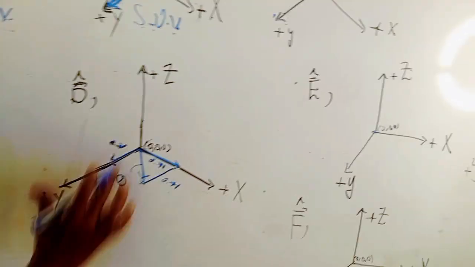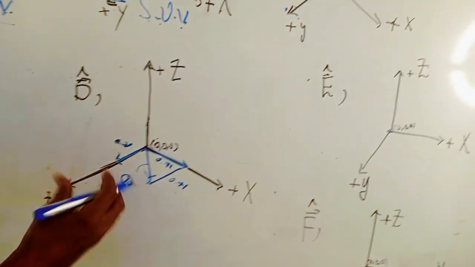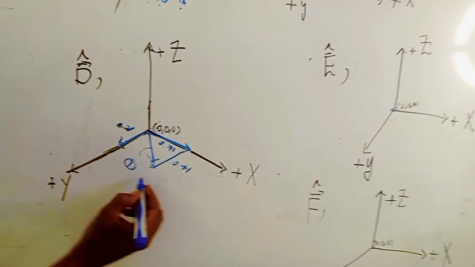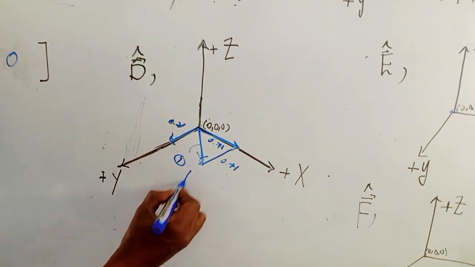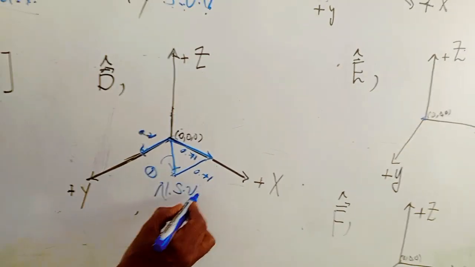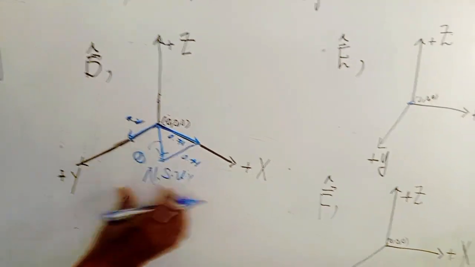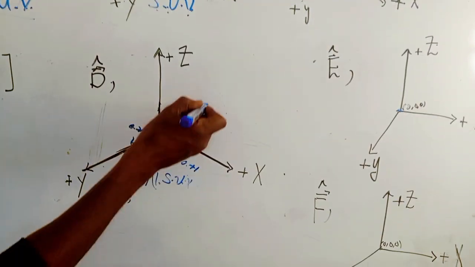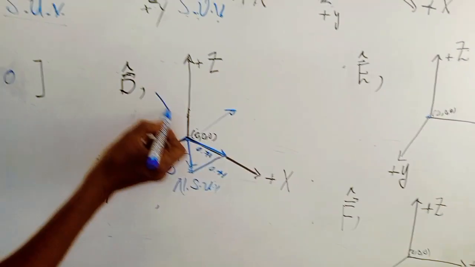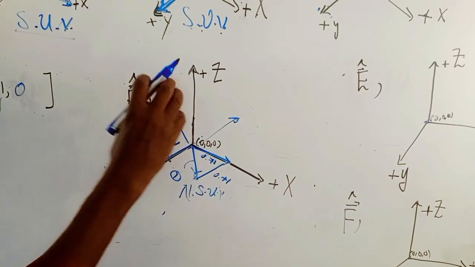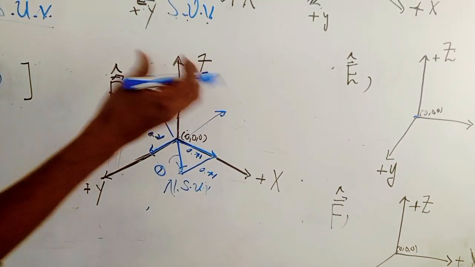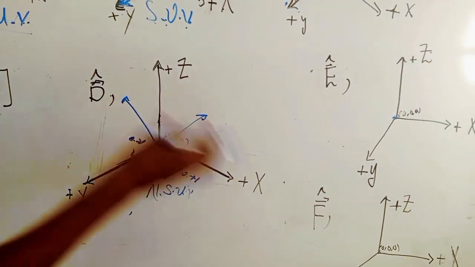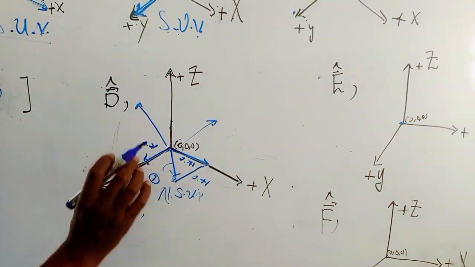So always, if the unit vector lies between the positive coordinate axes, we call it a non-standard unit vector. Non-standard unit vectors may lie between the positive z-axis and x, or here, or here. Therefore, if it lies in between the positive coordinate axes, we call it a non-standard unit vector.